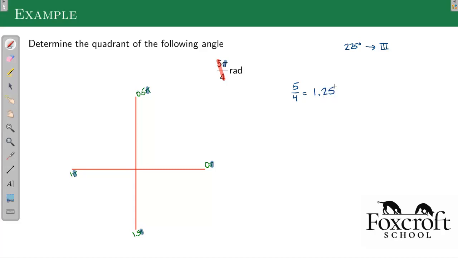So how's that helpful, knowing that 5 over 4 is 1.25? Well, we have 1.25 and then a pi after it. If we have 1.25 pi, that's bigger than 0.5 pi, bigger than 1 pi, but it's not as big as 1.5, right? 1.25 is smaller than 1.5, so that tells me I'm somewhere in here, which is quadrant 3. So by figuring out the decimal of the fraction part of my radian measure, if I ignore the pi part, that can quickly tell me what quadrant I'm in. So in this one, I'm in quadrant 3.